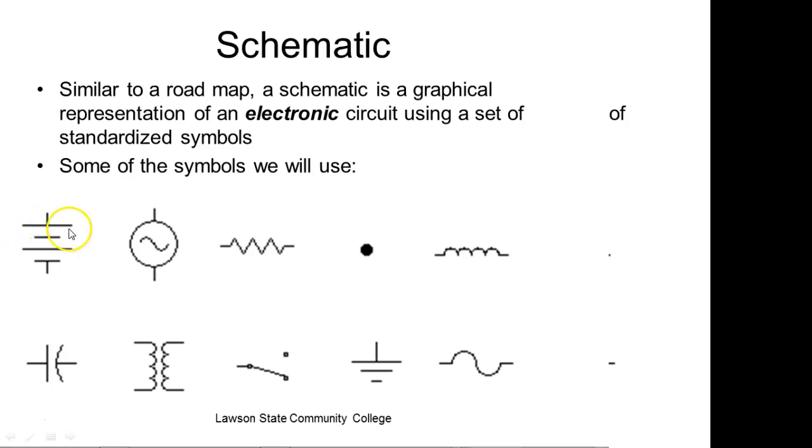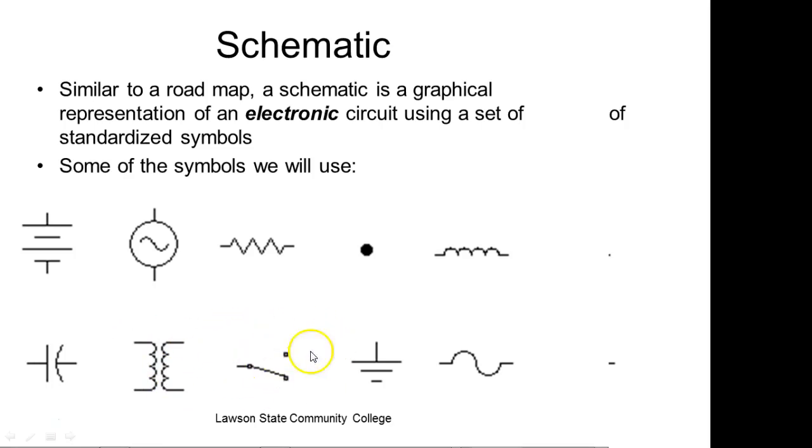So what we have, what's this guy? DC power source. This is a what? AC. This is a resistor, right? This is a connection. This is something called an inductor. It's a coil. It's also called a coil. Also called a choke, by the way. This is a capacitor. This is a transformer.